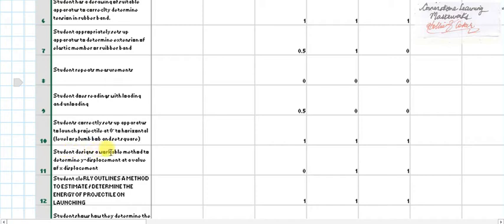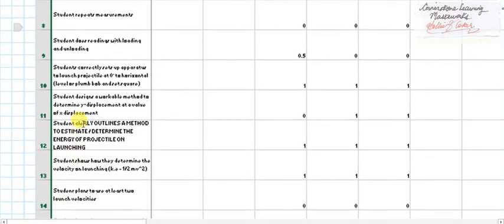Student designs a workable method to determine y displacement at the value of x displacement. This has to do with the second part of the plan design, where you have to actually find a trajectory. And then student clearly outlines a method to estimate or determine the energy of projection on launching. This will involve, of course, your graph. And then, of course, student shows how they determine the velocity on launching. And of course, it involves manipulation of some equations.